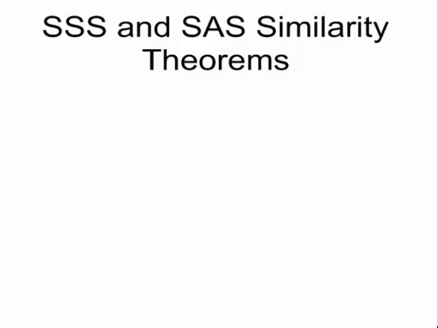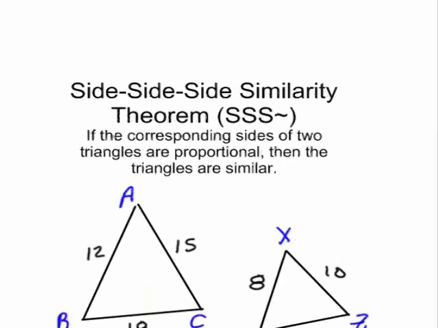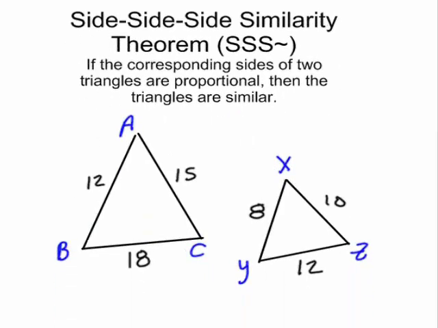In this video lesson, we will learn two new methods to show that two triangles are similar. They are side-side-side and side-angle-side similarity. Let's look at the first one, the first being side-side-side similarity.